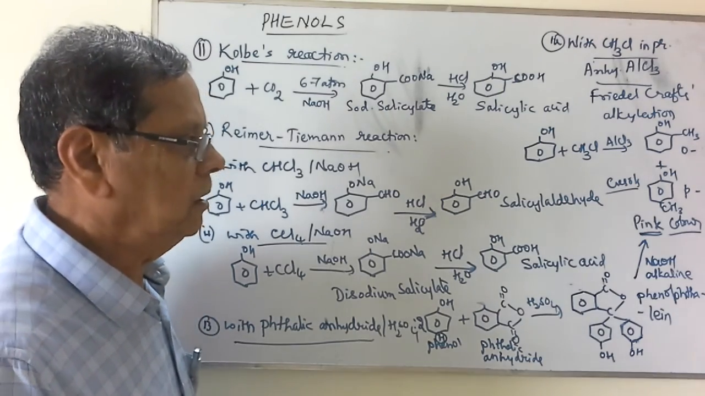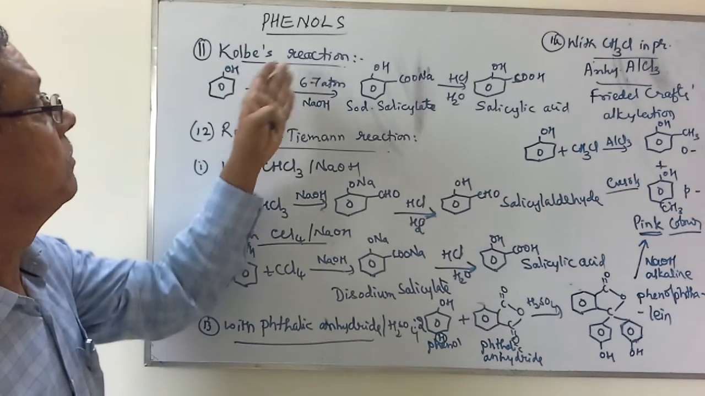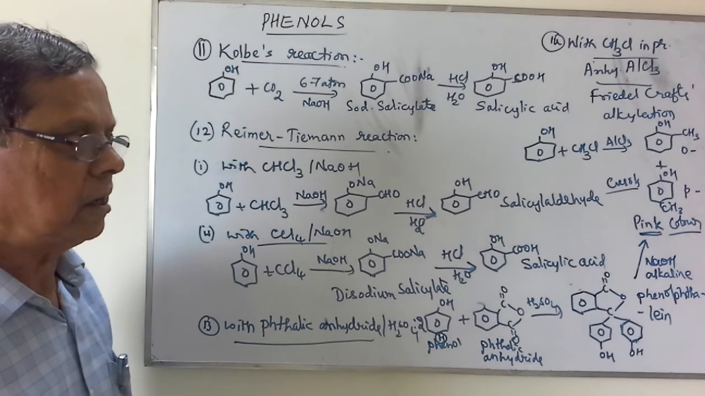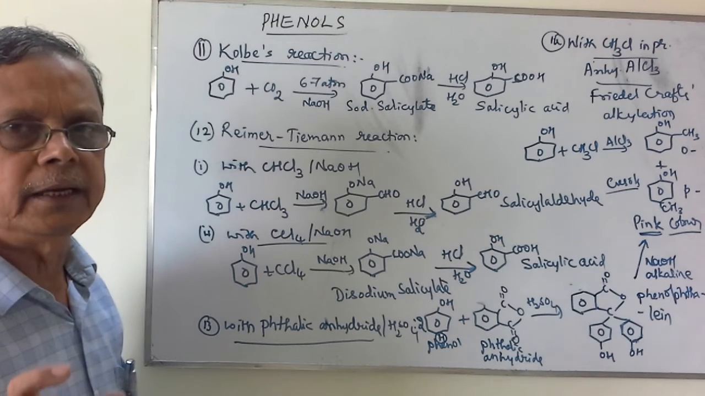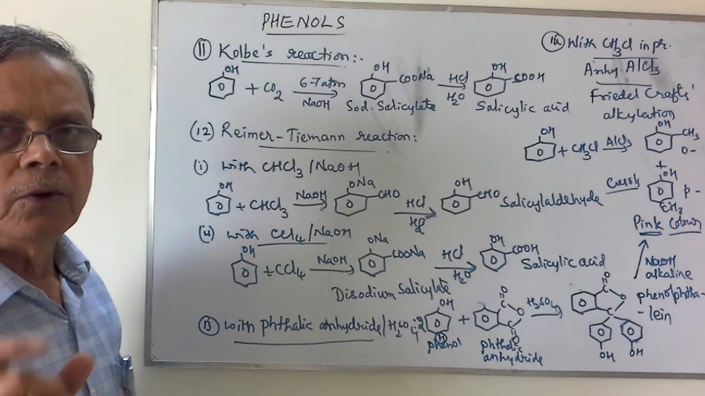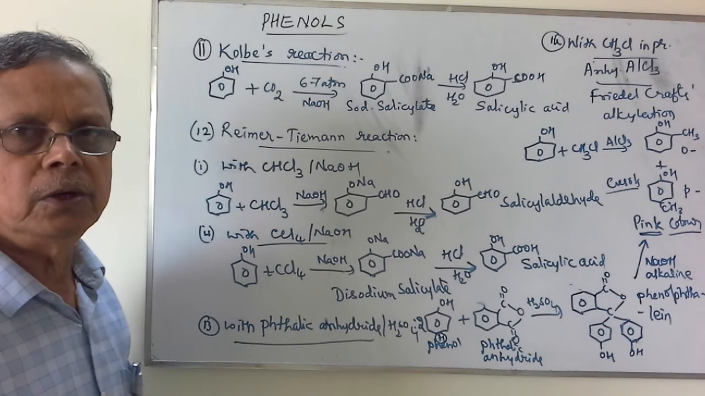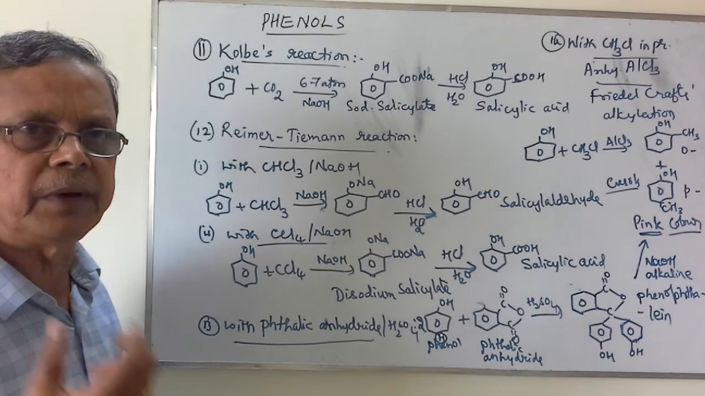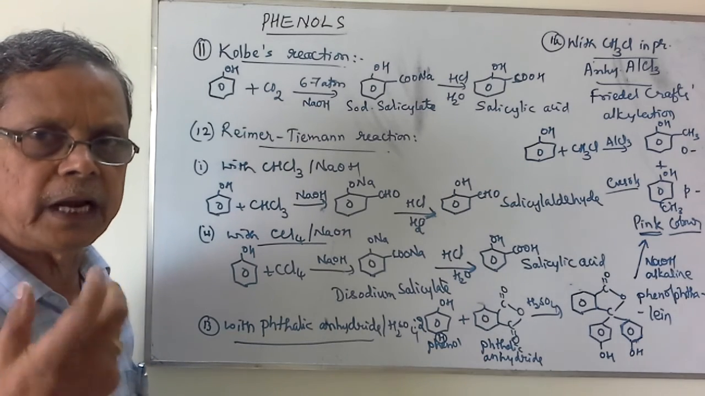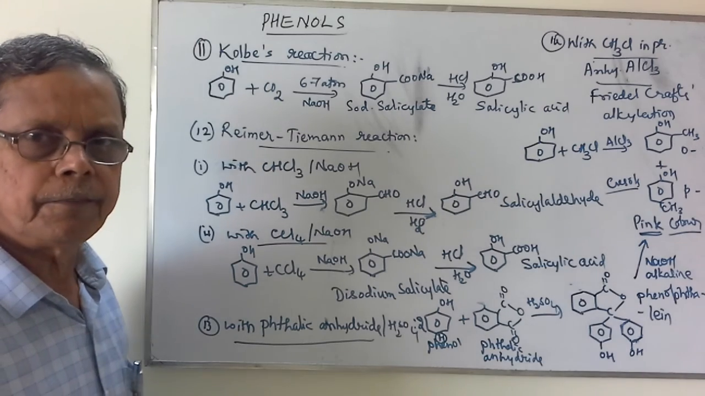So this is about some of the reactions that we come across in the phenol topic. The next important property is acidic character. Why is phenol acidic? And what happens if the ortho position, para position or meta position contains some electron withdrawing groups or some electron donating groups? That we will see in the next video. Thank you.